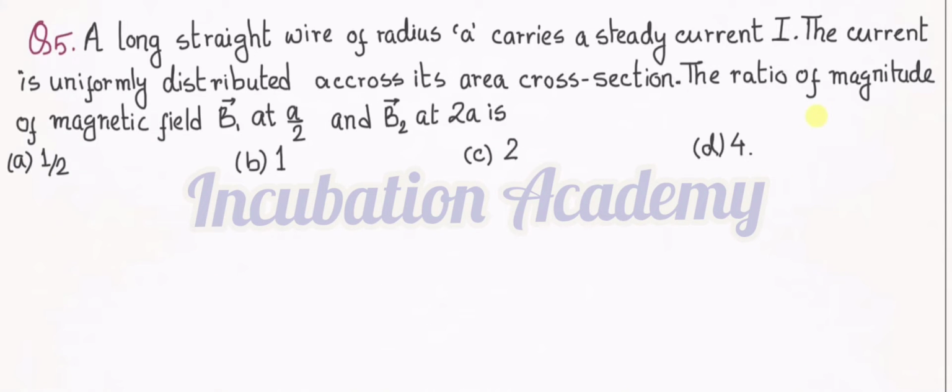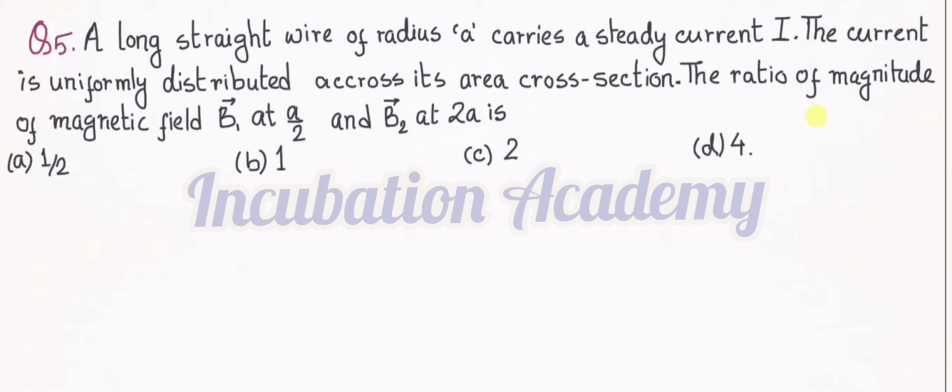Welcome everyone. The question is, a long straight wire of radius A carries a steady current I. The current is uniformly distributed across its area of cross section. The ratio of magnitude of magnetic field B1 at A by 2 and B2 at 2A. Then you have to find out the ratio of these two.